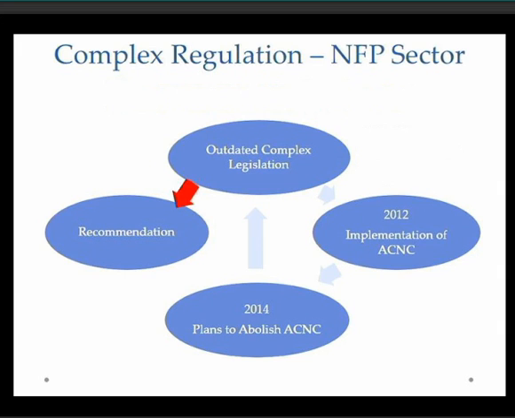The next slide relates to the complexities in the non-for-profit organisation. To summarise the mind map, the current legislation is complex, with many states having a number of legislations and regulatory bodies. To solve this, the previous government in 2012 implemented the ACNC, the Australia's Charities and Non-for-Profit Commission. The recent budget by the Liberal government, let's not get political, I'm just mentioning it, plans to abolish the ACNC, and we are back to the previous problem.